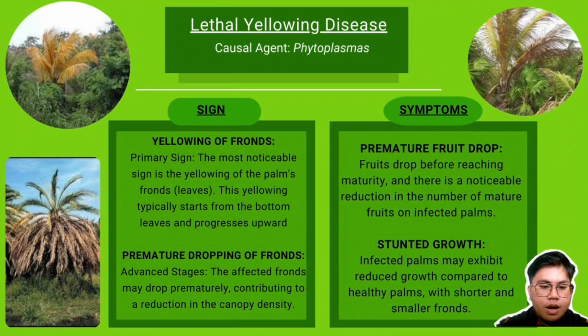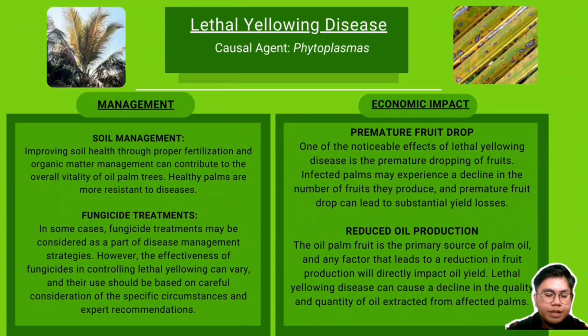smaller plants. Moreover, efficient management involves soil improvement achieved through proper fertilization and organic matter handling, enhancing the overall well-being of oil palm trees. Palms with robust health exhibit greater resistance to diseases. Additionally, fungicide treatment may be incorporated in disease management plans, though its effectiveness in controlling lethal yellowing can vary. Its use should be judiciously determined based on specific circumstances and expert advice.